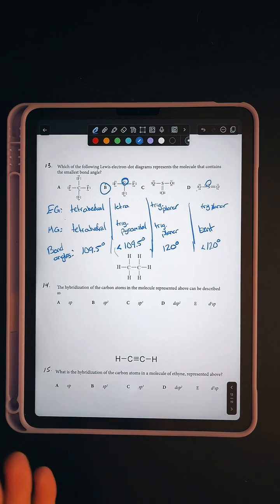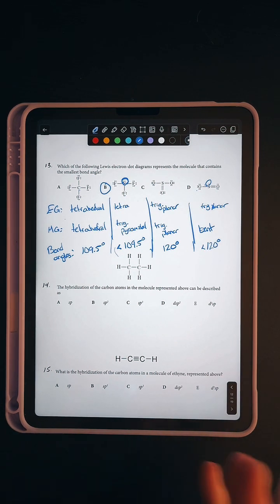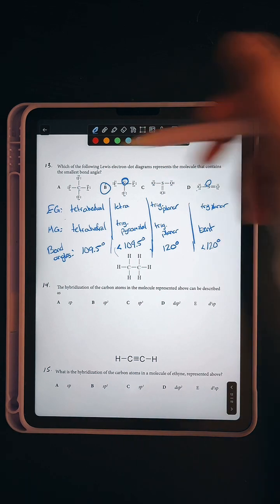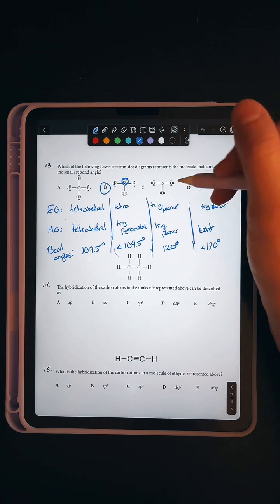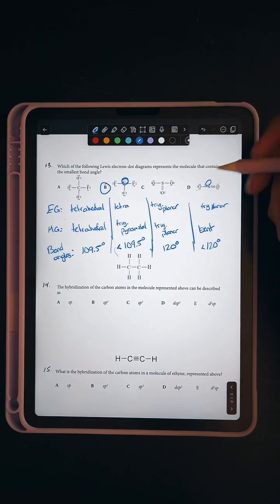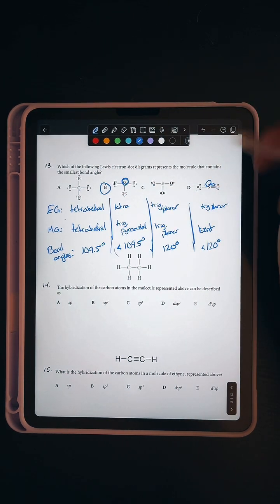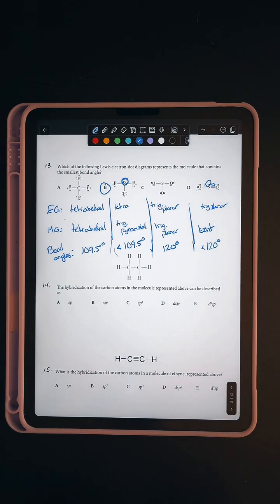I saw a couple people saying that they just drew the Lewis dot structure and not the VSEPR theory, and that gets a lot of people. That definitely gets a lot of people. They'll just look at these and say, well, the smallest bond angle looks like it's this one here or something like that. We're talking now in 3 dimensions, so it's going to look a little different.